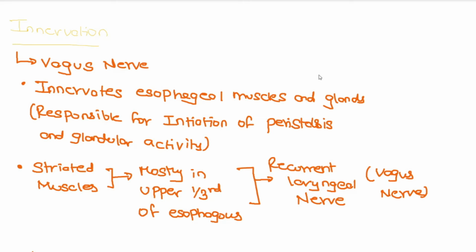Now, the vagus nerve innervates the esophageal muscles and the glands and is responsible for initiation of the peristalsis movement and the glandular activity, that is the secretion of the mucus. Now, the peristalsis, as we know, is a rhythmic movement of contraction and relaxation for passage of the bolus, which is made up of the saliva and the food.